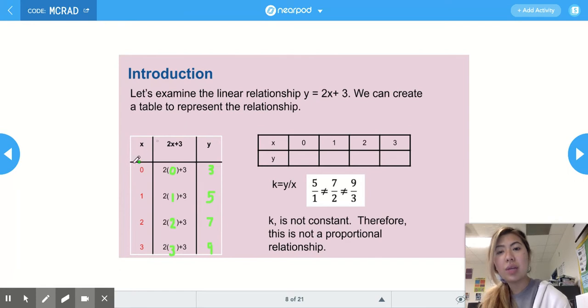So now I'm going to take the x and y values from this 3 process chart, and put it into this horizontal table. So when x is 0, y was 3. When x was 1, y was 5.